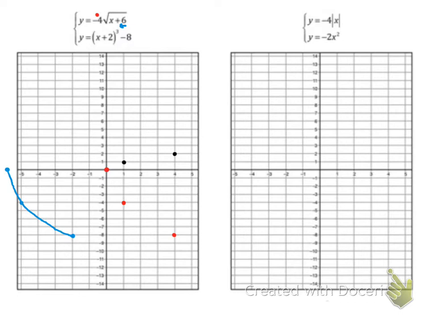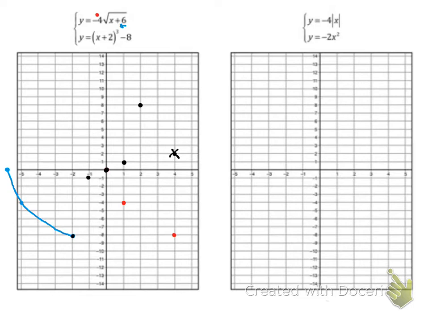Now let's get the next one going. So it looks like we have an x cubed function. And that one is going to be at 0, 0, 1, 1. We already got a point there. And then 2, 8. And I'll just cross this one out for now so we know we're not using it for this one because they're both in black. So -1, -1, and then -2, -8.